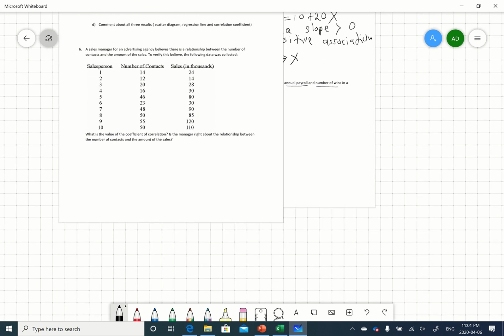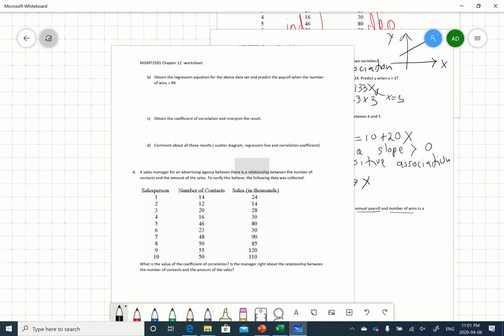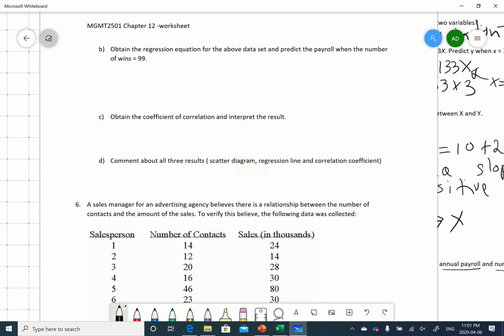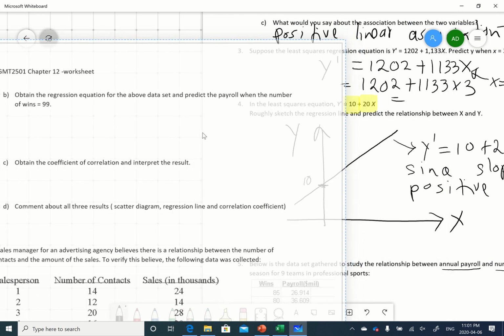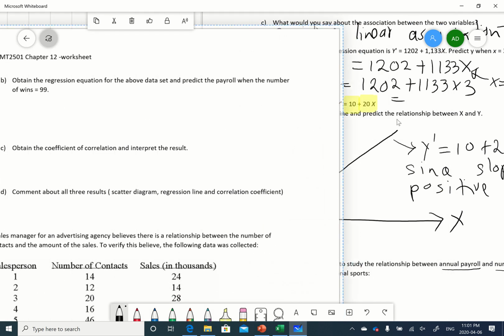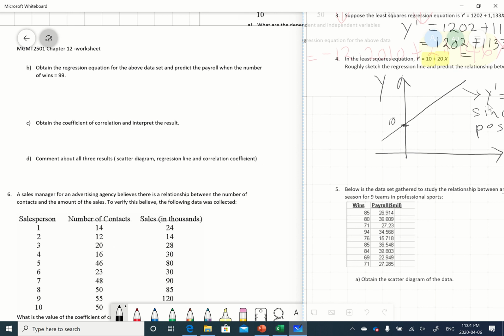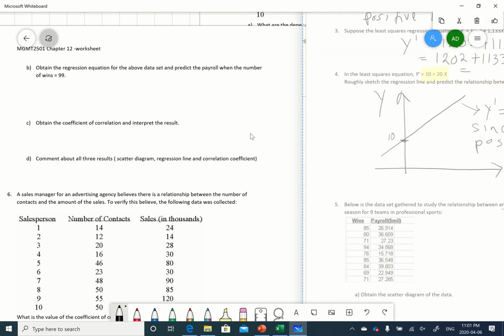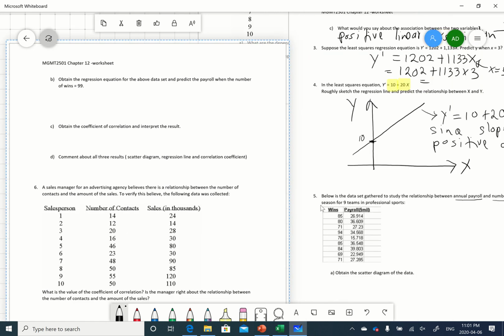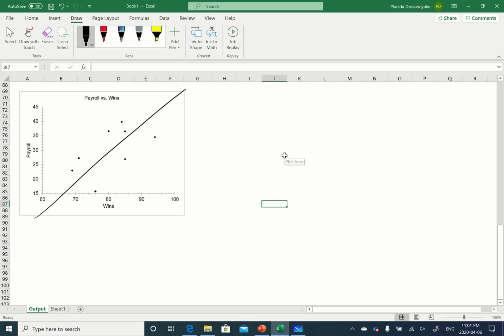Then part B, obtain the regression equation for the above data set and predict the payroll for number of wins equals 99. So this is a good one to understand the idea of predictions. So first let me obtain the regression line, going back to MegaStat.